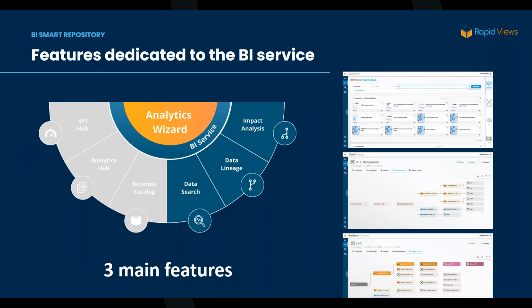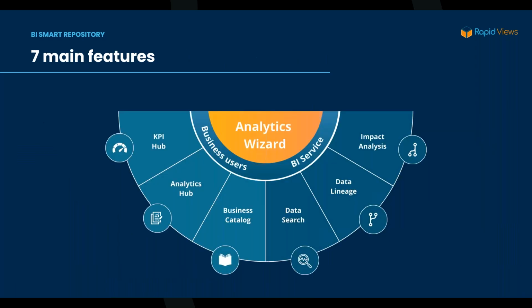So what is the BI Smart Repository? We have some features dedicated to BI services today, which are data search, data lineage, and impact analysis. And we have some features dedicated to business users, which are the business catalog, Analytics Hub, and KPI Hub. And we have a middle feature, in fact, which is Analytics Wizards, which helps BI services and business users to work better together. So it helps to make specifications faster.